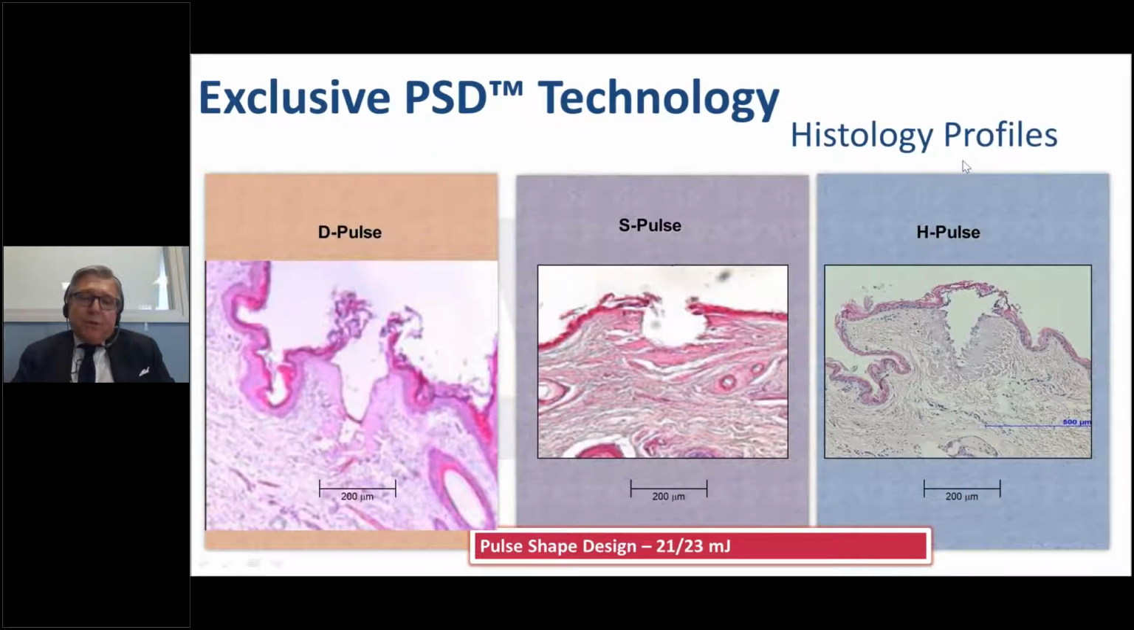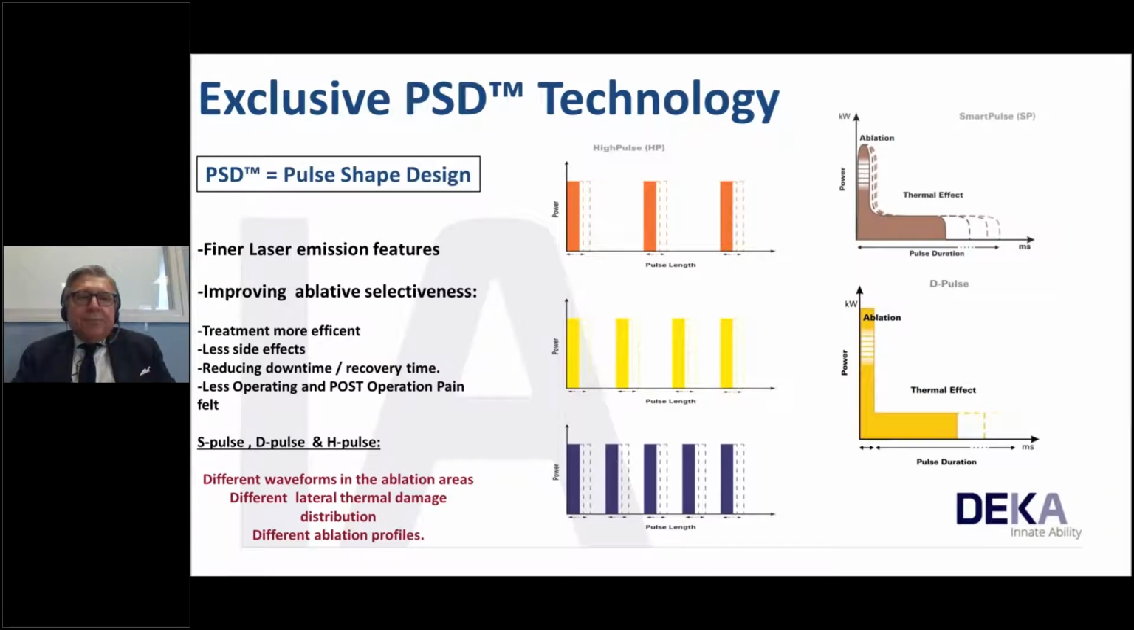These are corresponding ex vivo histological samples where you can see the different pulses: D pulse, S pulse, H pulse. Why do we use the three pulses? In the first, the so-called SP pulse, we have the capability to go into the superficial layers of the skin. You can treat this part of the tissue.